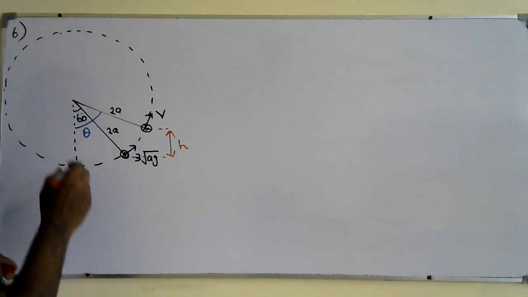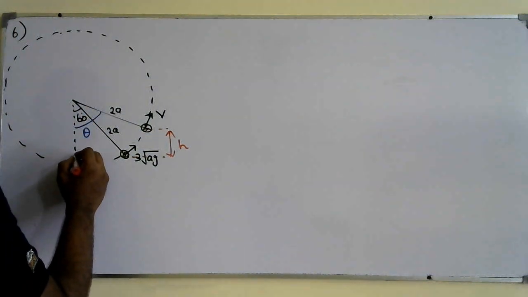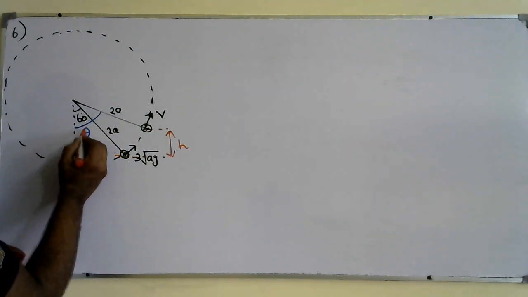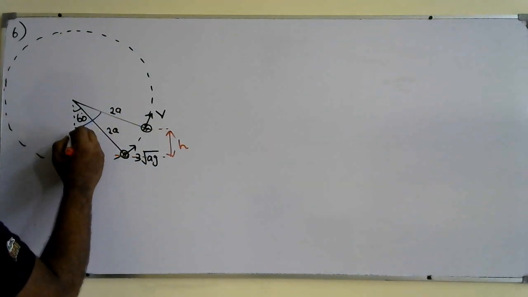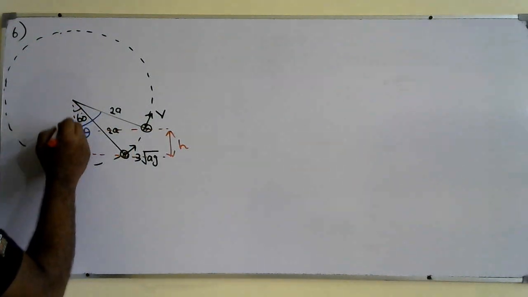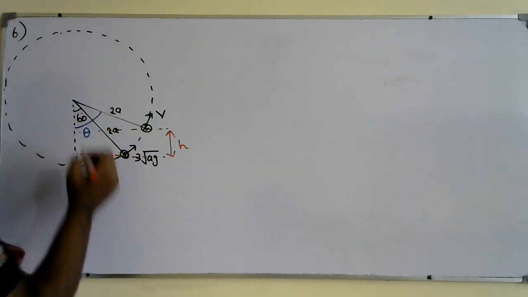We can find that by using these two right-angle triangles. So this height is 2a cos 60. And this height, in this right-angle triangle, will be equal to 2a cos theta.